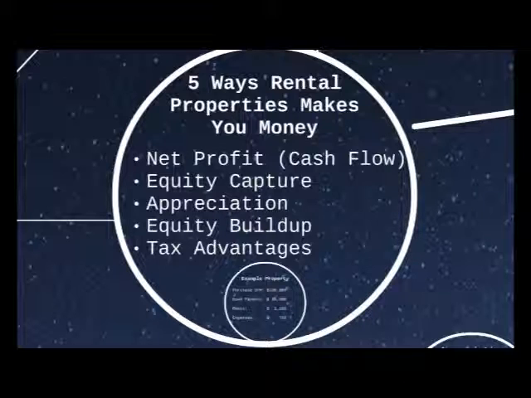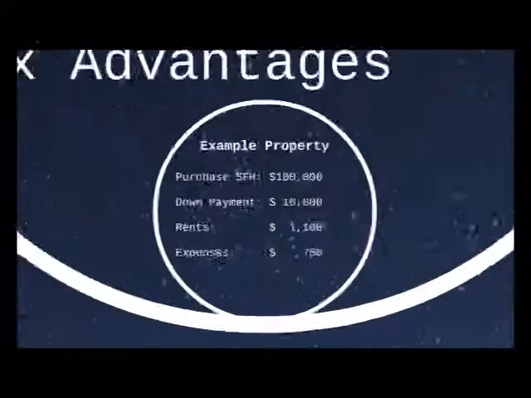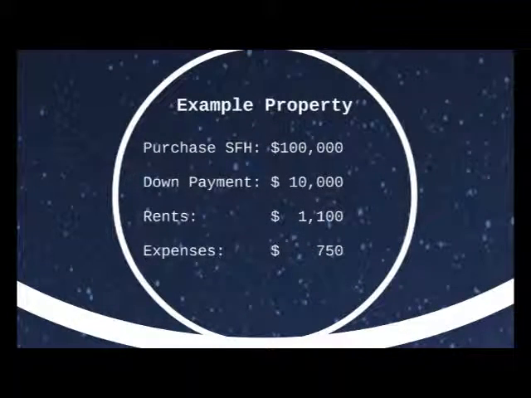So let's take a look at the example property. Remember, this is the general cookie cutter type property that we're going to be looking for. Your purchase price for a single family home would be $100,000. Down payment would be $10,000. Rents are $1,100. Expenses are $750 a month. And so this is the example property that we're going to be talking about. So all these numbers revolve around this property. Now, I know what you might be thinking.